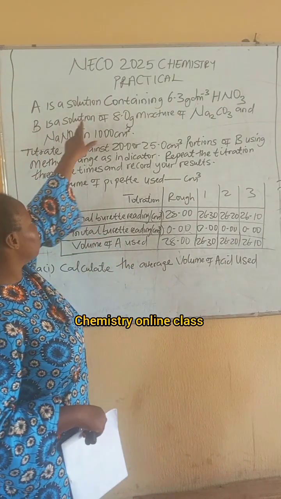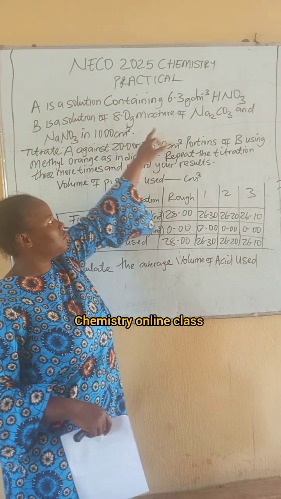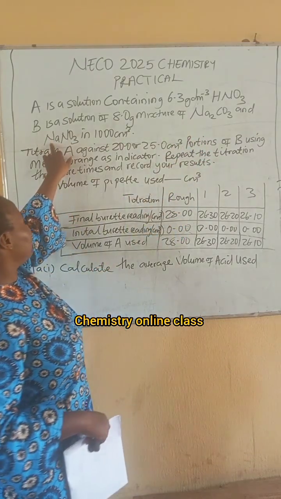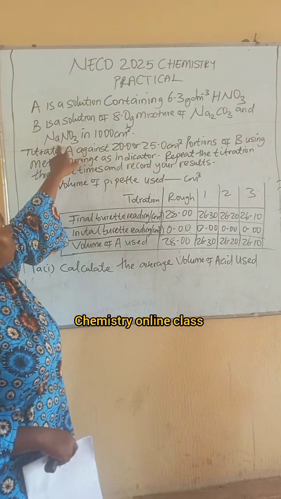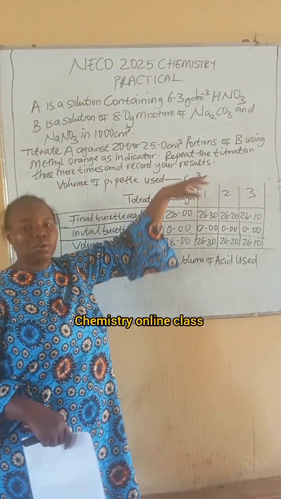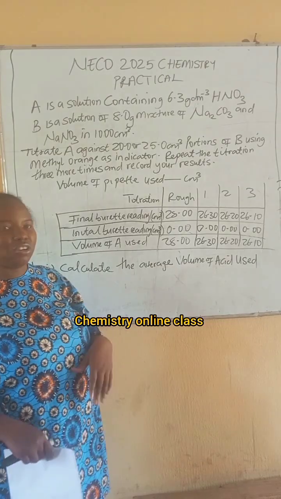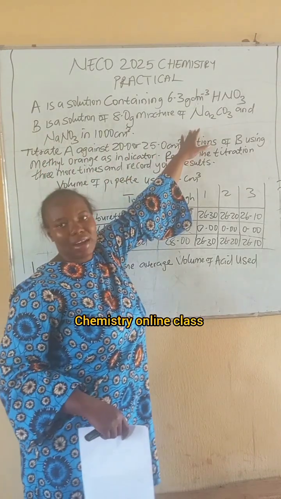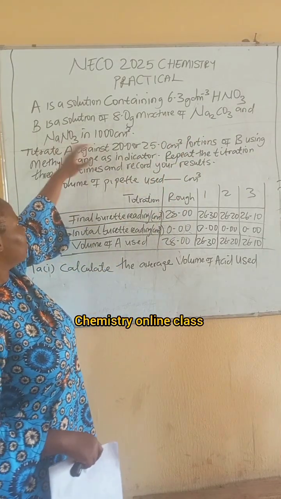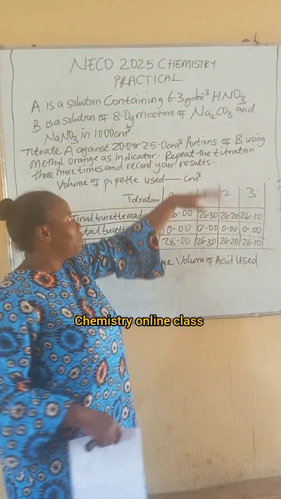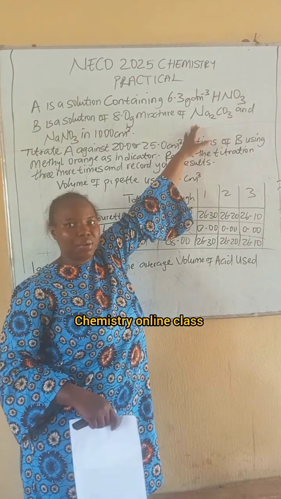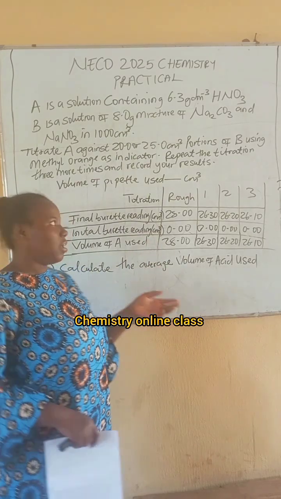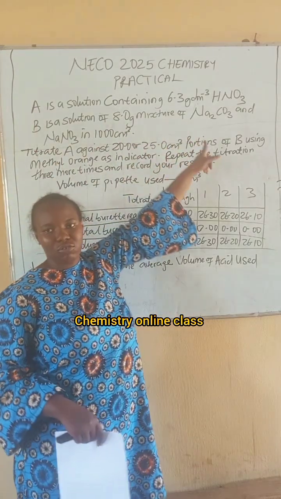And B is a solution of 8.0 grams mixture of Na2CO3, that is sodium carbonate, and NaNO3, that is sodium nitrate, in 1000 cm cube. So this is an acid-base titration. B is a mixture of sodium carbonate and sodium nitrate. This mixture is impure because sodium carbonate is a strong base, while sodium nitrate is not a base, rather it is a salt. Now we have our A, which is nitric acid.